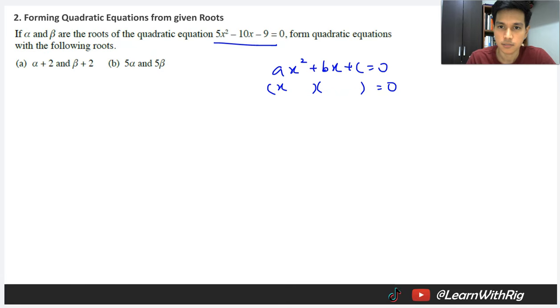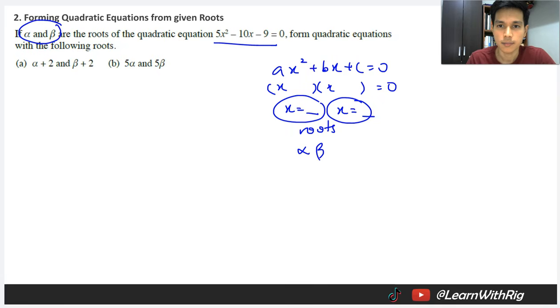Okay, you're going to get x equals something, and x equals something. So these are the roots, correct? Now they're telling you the roots here are alpha and beta. So that means we know that x1 is equal to alpha and x2 is equal to beta. Now, using this, you're going to find a new quadratic equation. So how do you solve this?